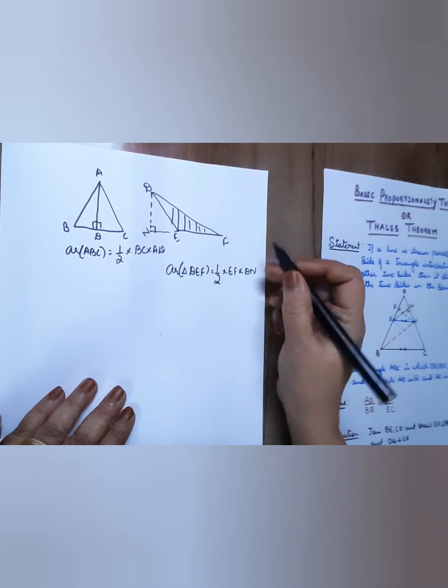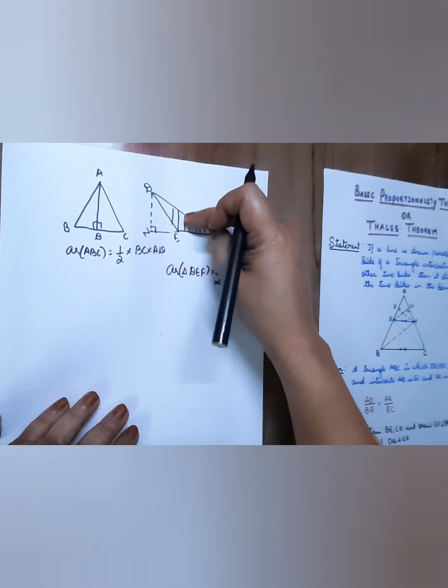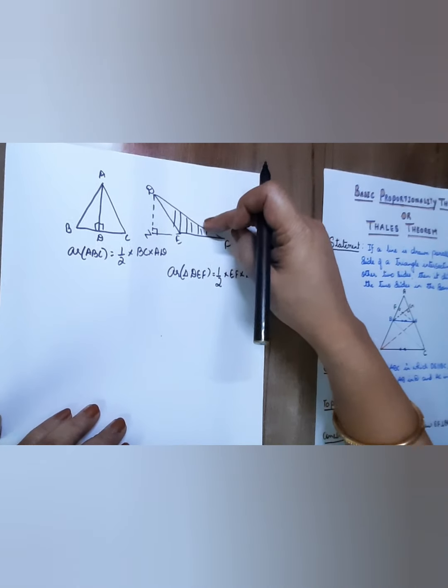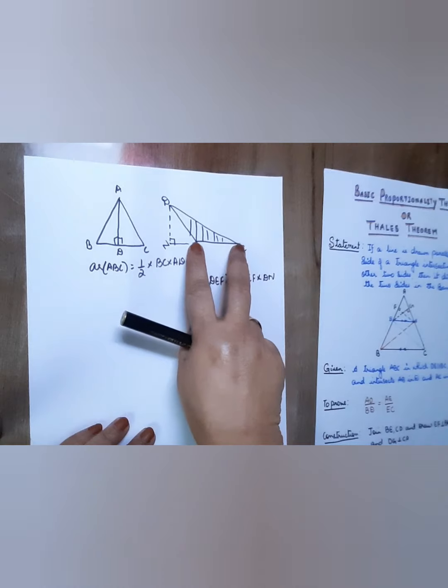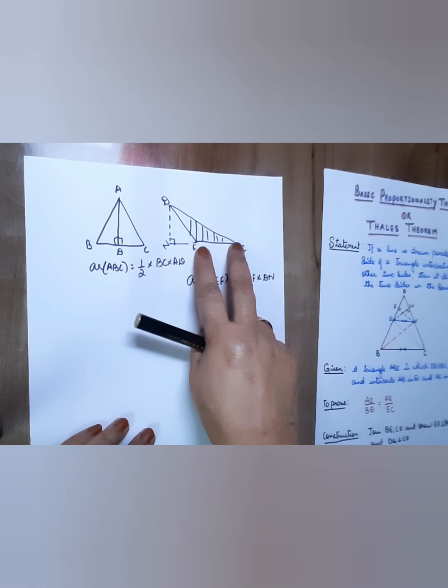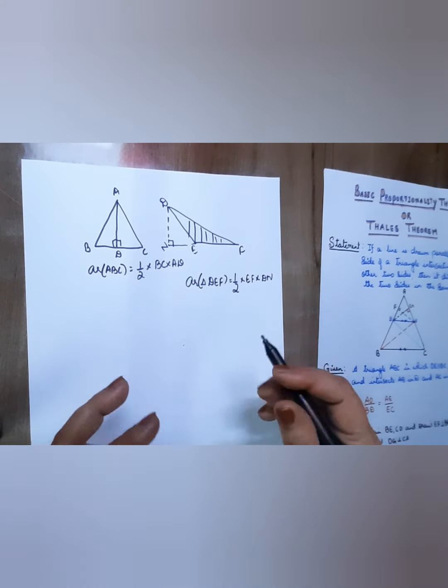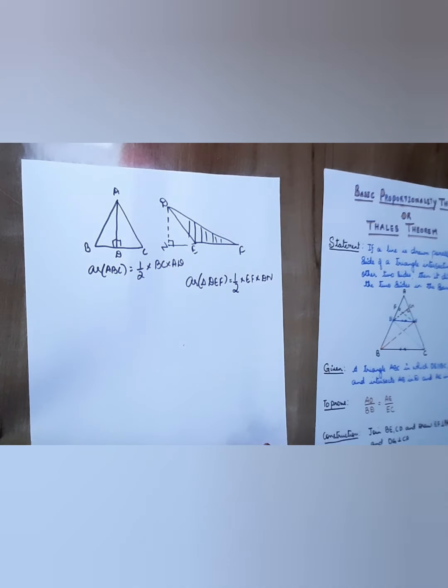I hope you got it. The altitude of an obtuse angle triangle will be outside the triangle. The base will be taken only as the corresponding base over here. So if you understand this part, then the basic proportionality theorem is very easy.